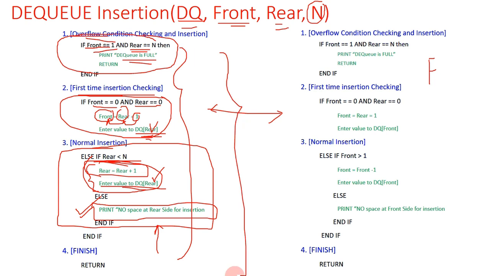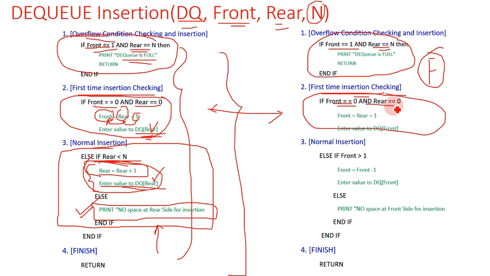So the left side shows insertion from the rear end, and the right side algorithm shows insertion from the front side. Again, if front is at the first location and rear is at the last location, the overflow condition is satisfied, so there is no space in the dequeue for insertion. This is the first time insertion from the front side. If front is equal to 0 and rear is equal to 0, assign 1 to both front and rear, and now enter the value at that front location, the first location.